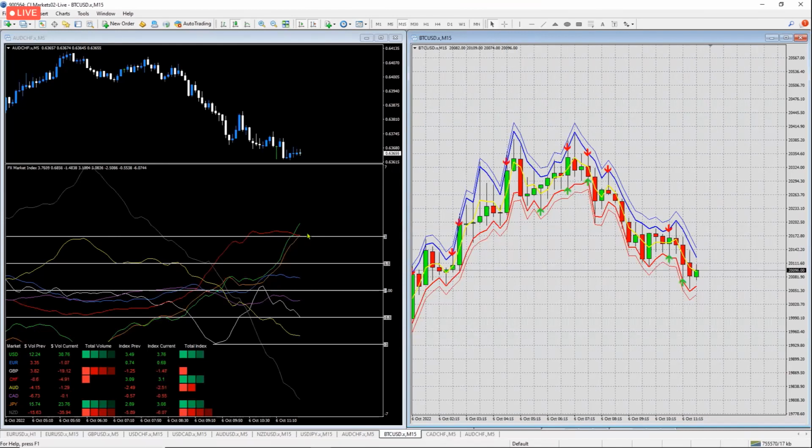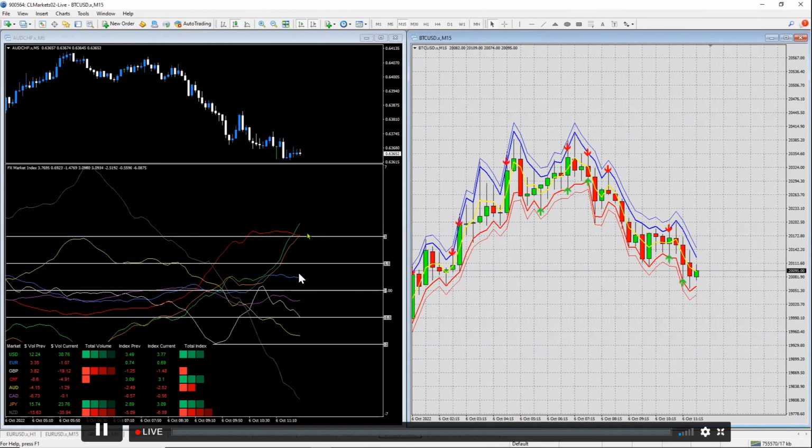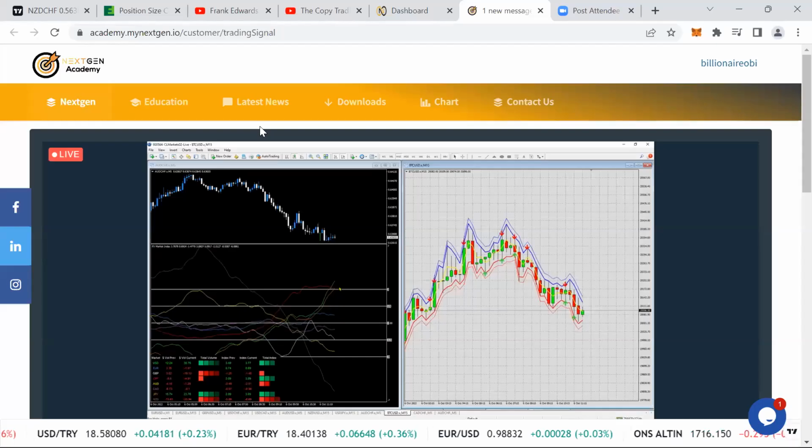So NZD USD is also a sell. So you can sell now or choose to sell later when it pulls back.